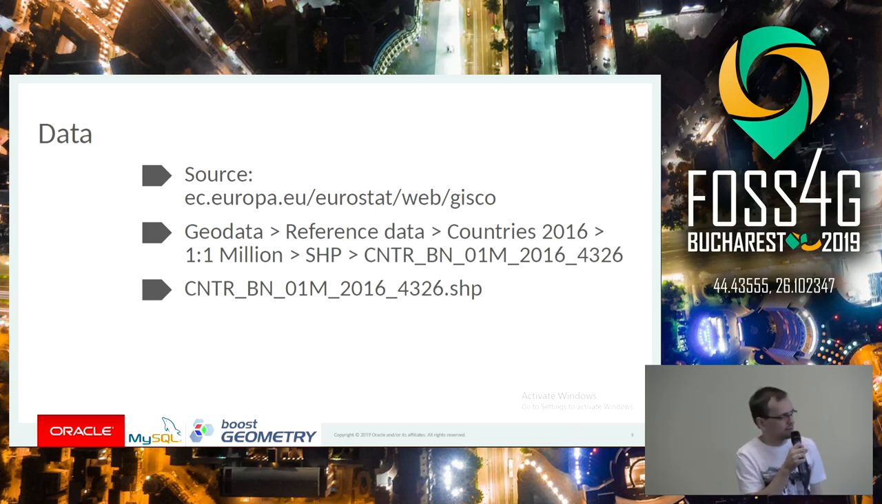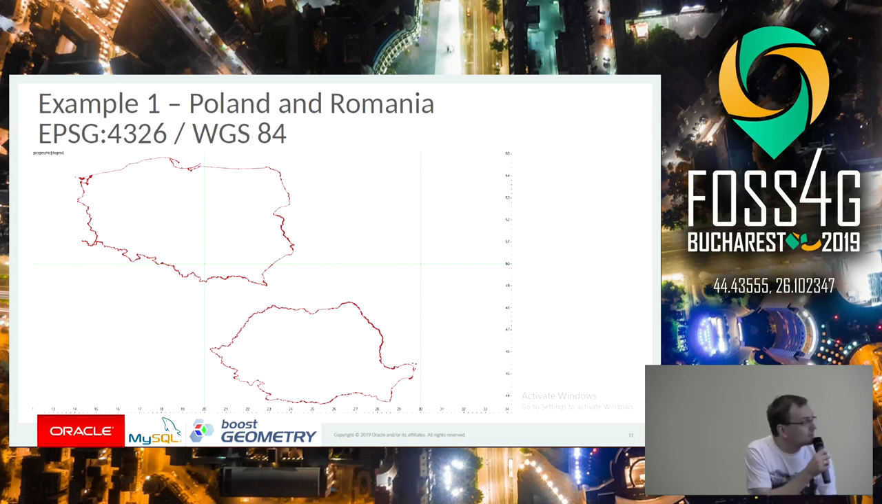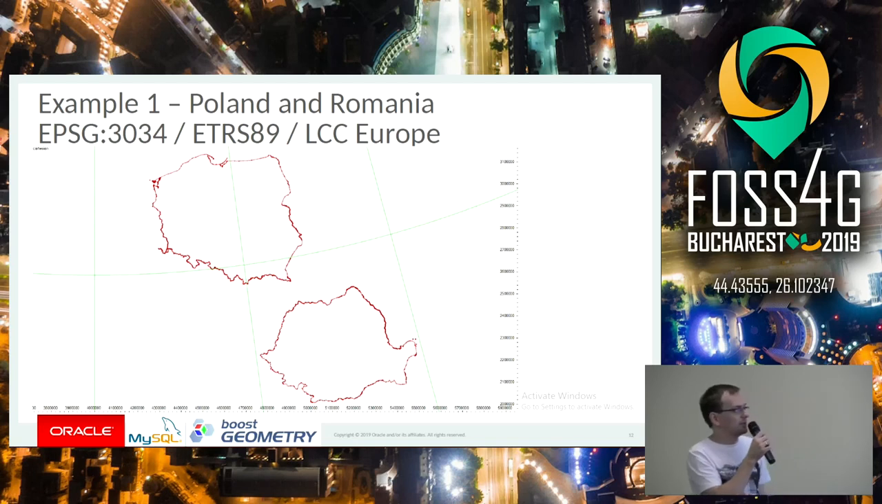During the talk, I'll be using this data. Here are the vectors I'm using. There will be three examples, one with Poland and Romania, and one with New Jersey. New Jersey I'm using because it's one of the last non-deprecated EPSG codes using NAD grids. So here are Poland and Romania in EPSG 4326, which is the native data of this file, and I will be transforming using a conformal projection to EPSG 3034.